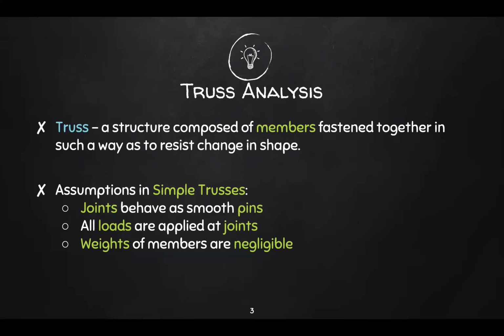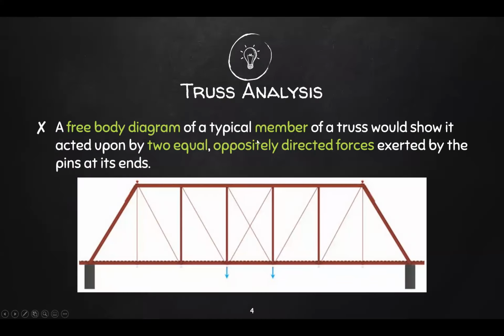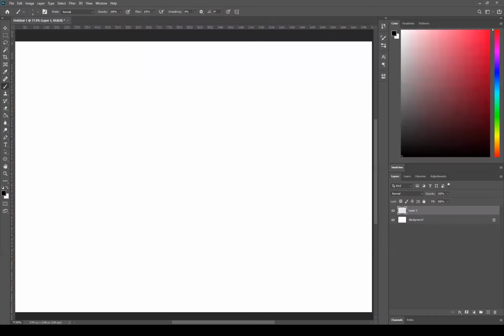So in summary, for a truss, all the members are bar elements, and these bar elements are loaded axially. This means that a free body diagram of a typical member of a truss would show it acted upon by two equal, oppositely directed forces exerted by the pins at its ends. So to illustrate, let's have this.